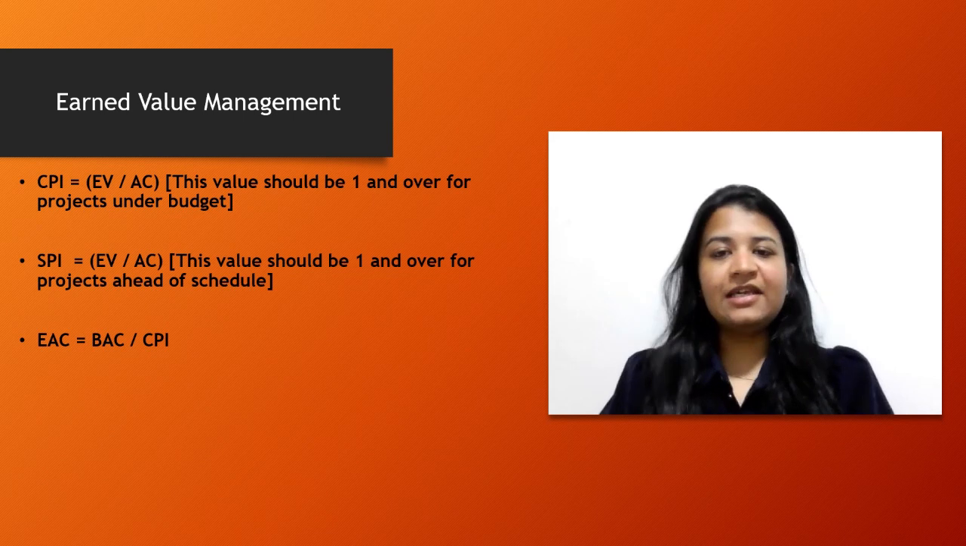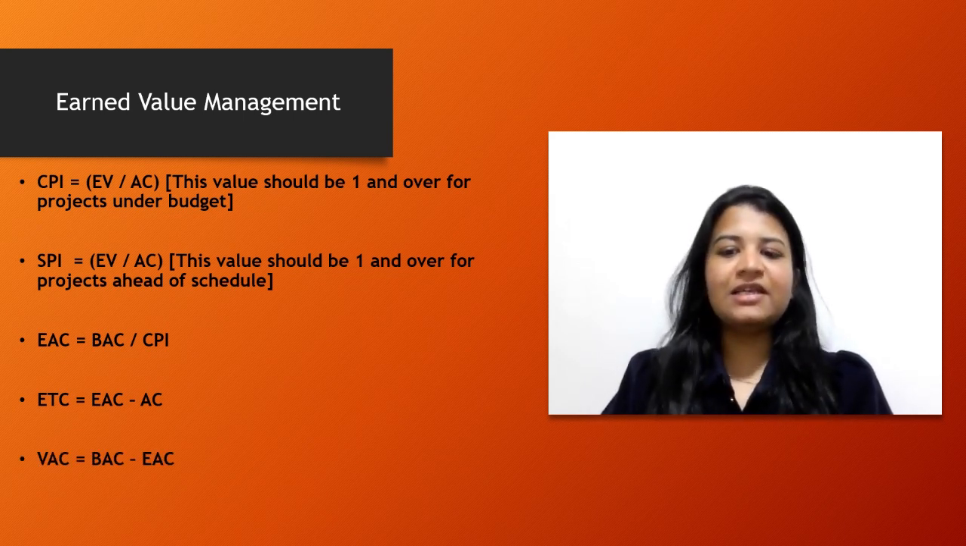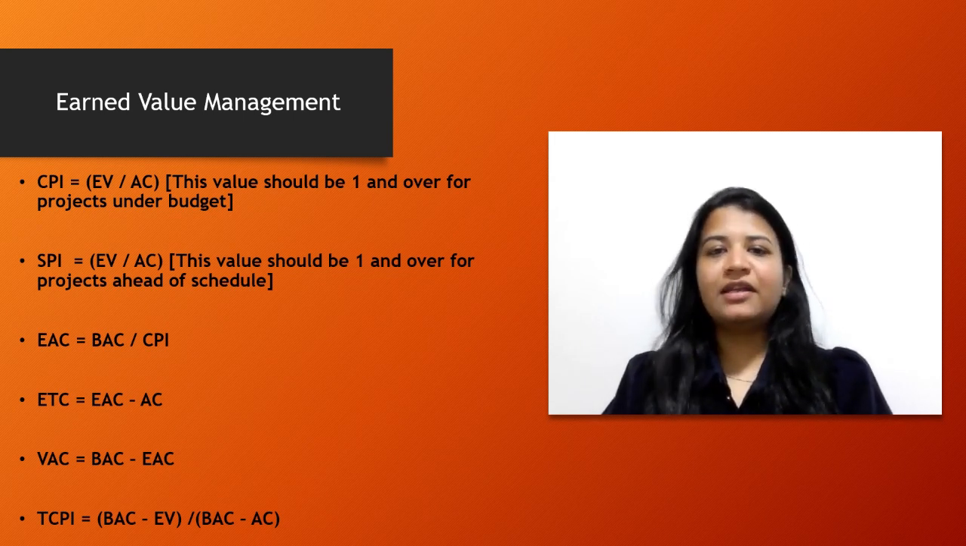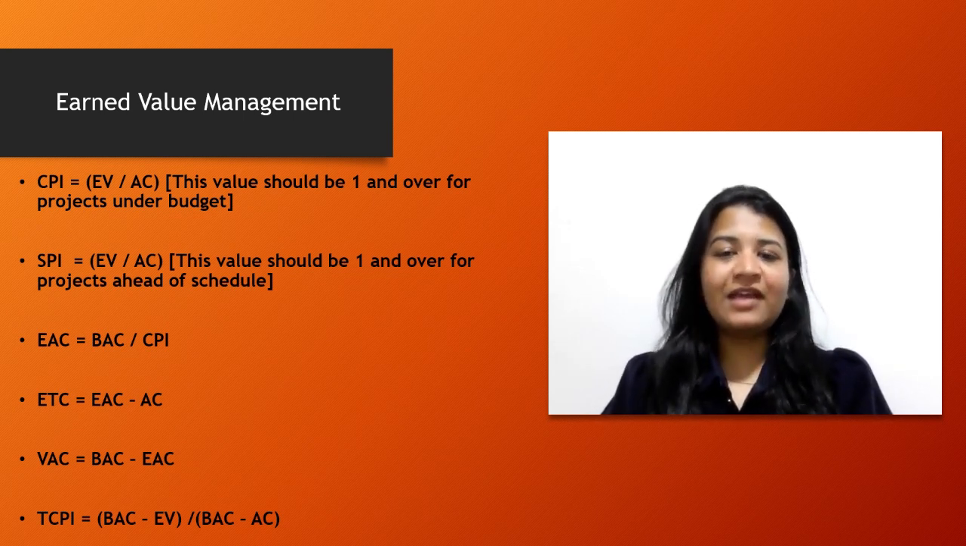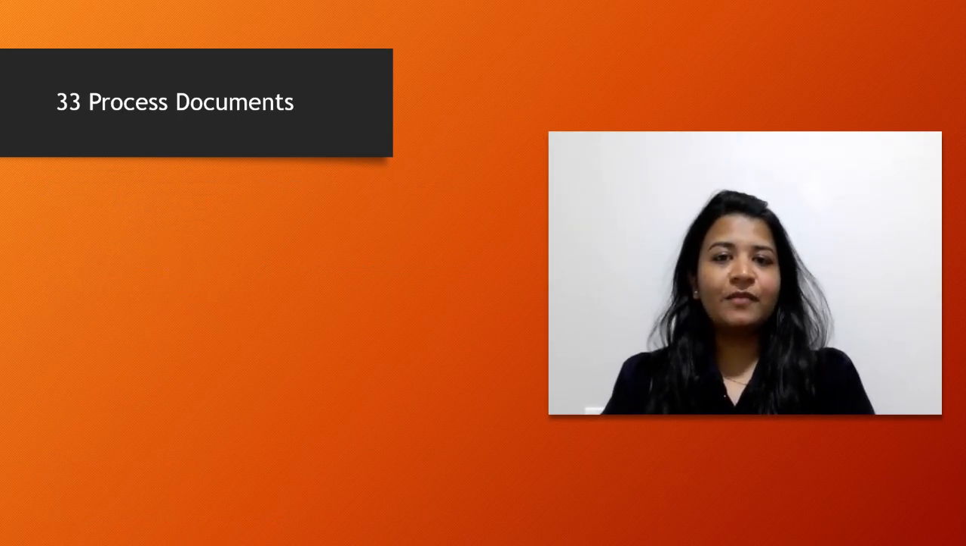Next we have EAC. The formula is BAC by CPI. ETC is EAC minus AC. And next we have VAC, which is BAC minus EAC. And TCPI is equal to BAC minus EV divided by BAC minus AC. So please remember these formulas from the EVM questions perspective, as they are going to show up in your exam. Okay, so the last thing that we would need now is the 33 process documents.